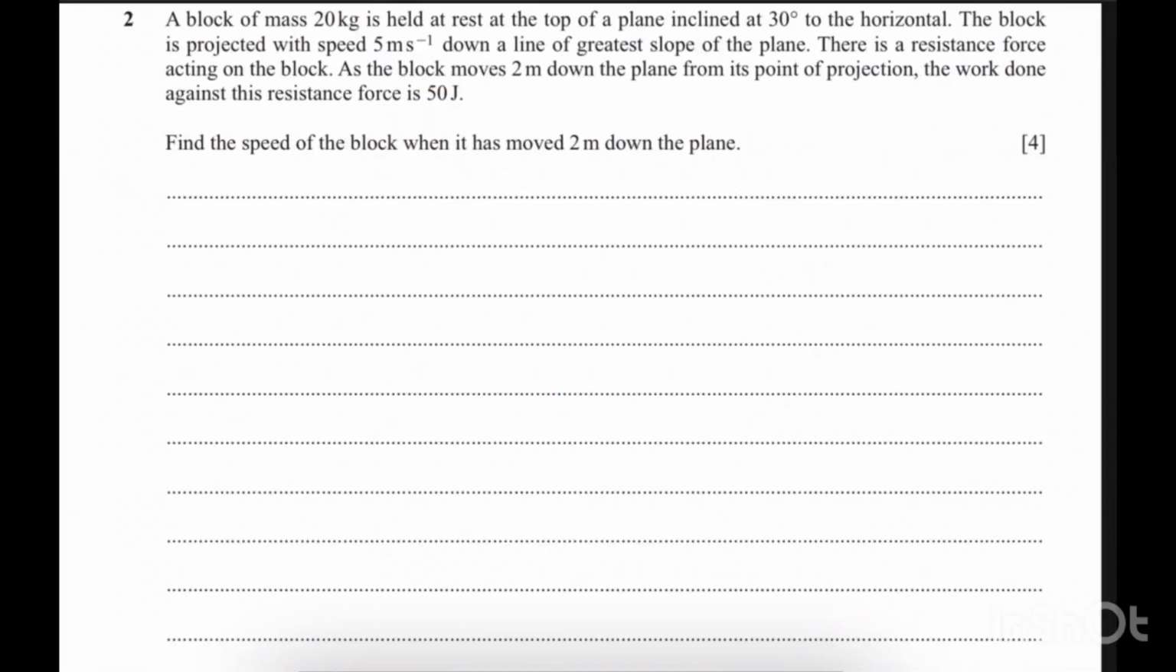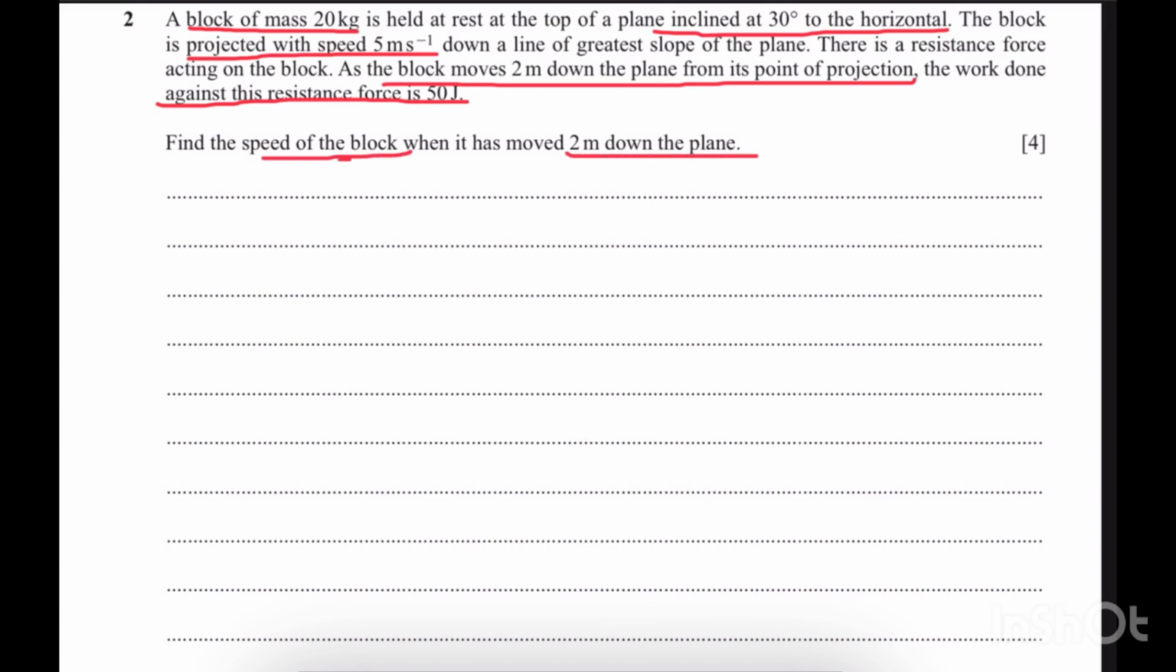This is question number 2. A block of mass 20 kg is held at rest at the top of a plane inclined at 30 degrees to the horizontal. The block is projected with speed 5 meters per second down a line of greatest slope of the plane. There is a resistive force acting on the block. As the block moves 2 meters down the plane from its point of projection, the work done against this resistive force is 50 joules. Find the speed of the block when it has moved 2 meters down the plane.